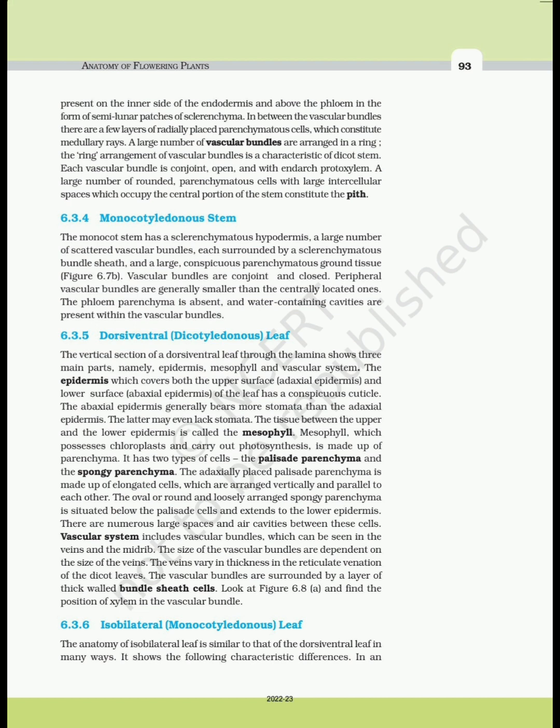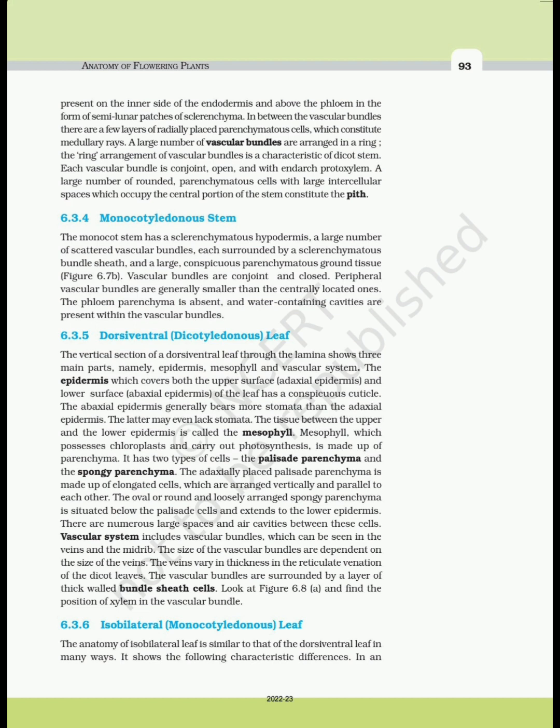A large number of vascular bundles are arranged in a ring. The ring arrangement of vascular bundles is a characteristic of dicot stem. Each vascular bundle is conjoint, open, and with endarch protoxylem. A large number of rounded, parenchymatous cells with large intercellular spaces which occupy the central portion of the stem constitute the pith. 6.3.4 Monocotyledonous stem.